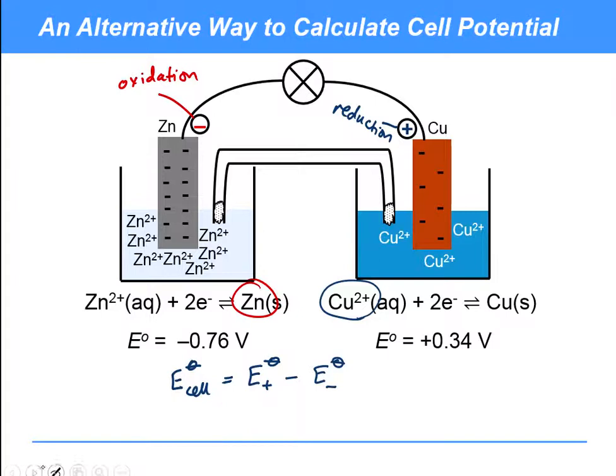So we can equate the standard electrode potential of the positive electrode to the standard electrode potential for the reduced species, copper 2+ in this case. And we can equate the standard electrode potential at the negative electrode to the standard electrode potential of the oxidized species.